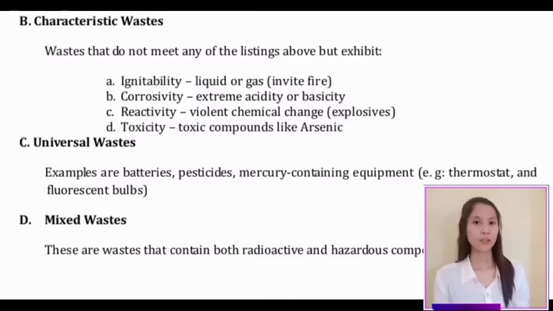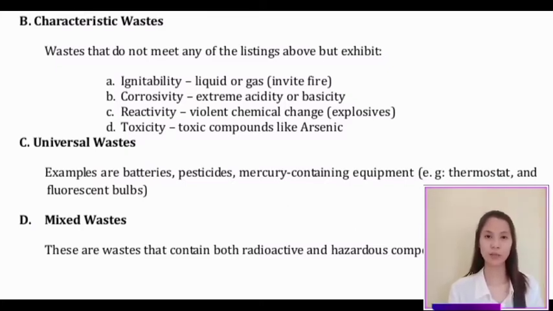Number 3, universal waste. The term universal waste is used by the Environmental Protection Agency because these hazardous wastes are generated in a wide variety of settings by a vast community. Examples of universal waste are batteries, pesticides, mercury-containing equipment like thermostats, and fluorescent bulbs. Number 4 is mixed waste. These are wastes that contain both radioactive and hazardous components.